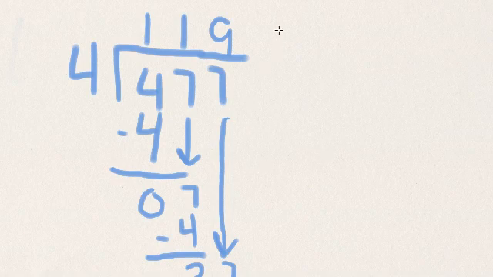Another way to do it would be take that remainder, write it as a little 1, then a fraction bar, and then the number we are dividing by, which is 4. So the answer here would be 119 and 1/4.